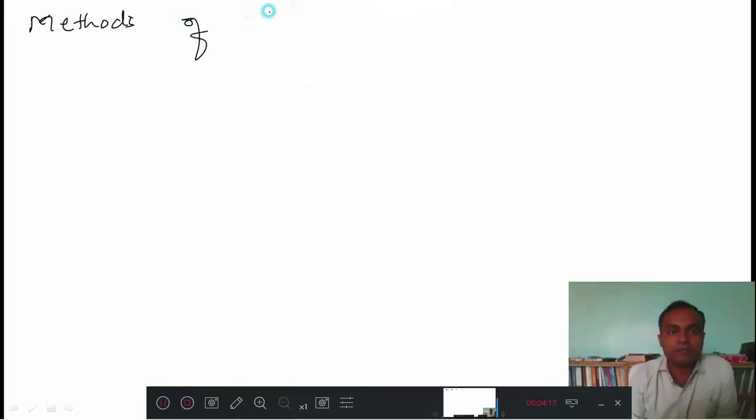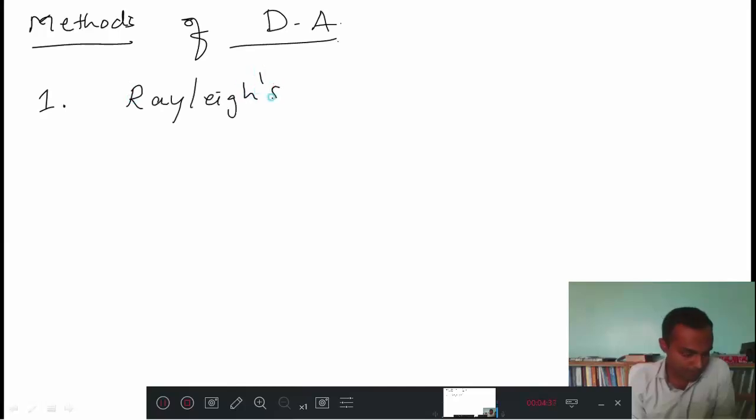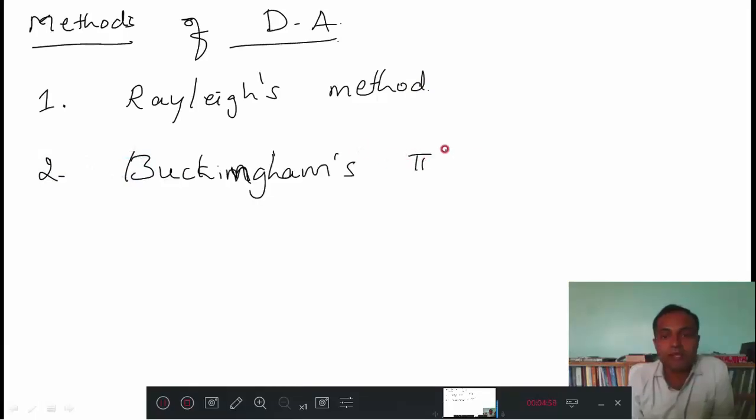Methods of dimensional analysis. How many methods are there? Actually, there are many methods, but for your syllabus, VTU includes two methods. The first one is Rayleigh's method of dimensional analysis, and the second one is Buckingham's method, Buckingham's pi theorem, which you can call the pi method. Okay, these two are included.